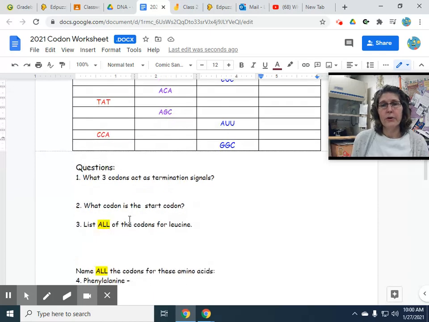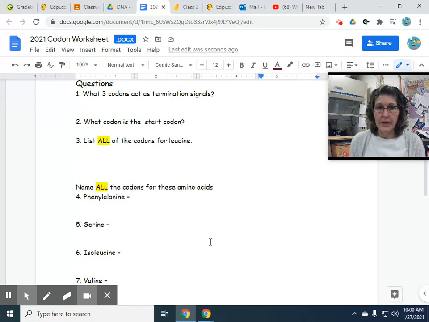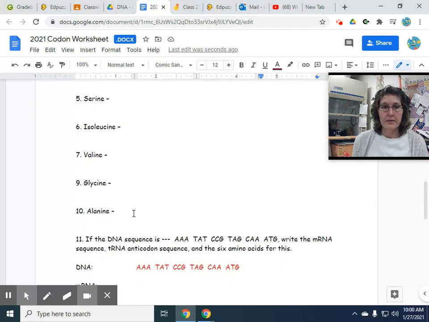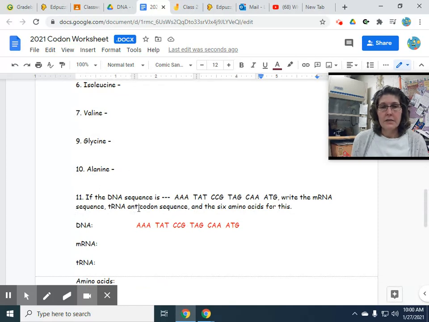It's going to ask you guys a few questions down below. Be careful where I've highlighted the word all, because you're looking for the codons out of the chart that code for leucine. And just like serine, maybe leucine's in more than one location around the outside of that chart. What codons are going to code for these particular amino acids? Number 11 says, if the DNA sequence is this, here are my triplets, all the way through. So I have 1, 2, 3, 4, 5, 6 different triplets.